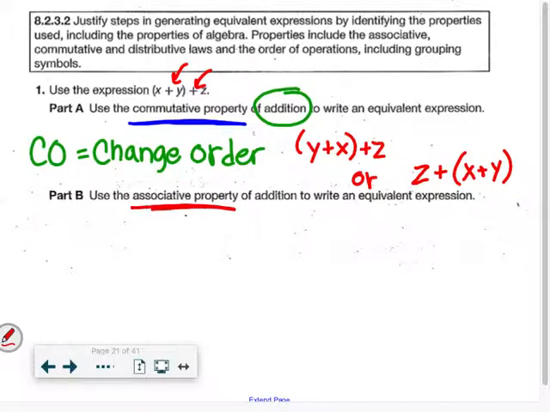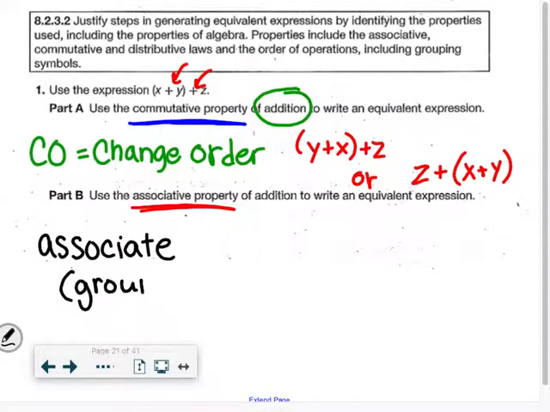Next up, we have the associative property. I remember this because who you associate with is like who you hang out with in your group. So associate is like your group. And so your group or grouping symbol is the parentheses. So you're changing your group with the associative property, or moving the parentheses. So instead of being around the X and the Y, you move them so that they're around the Y and the Z instead. That's the associative property.